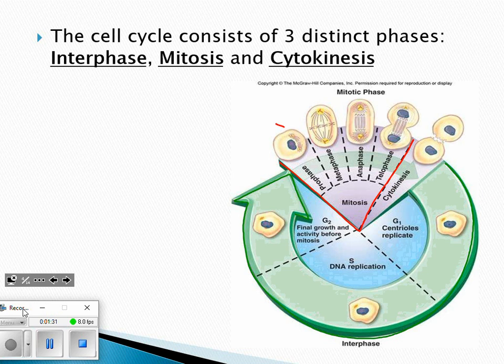These are the phases that we're going to learn about over the next few days, the ones with the little red star beside them. And then the process when the cell actually divides into 2 new cells is called cytokinesis, or cell division.